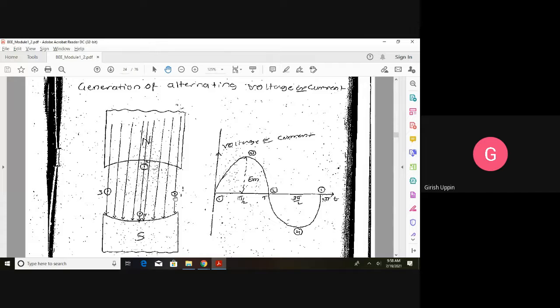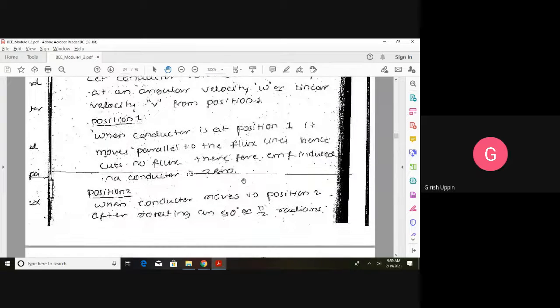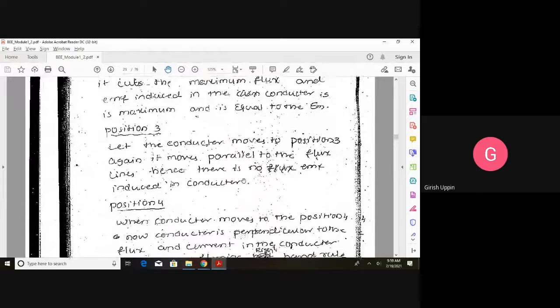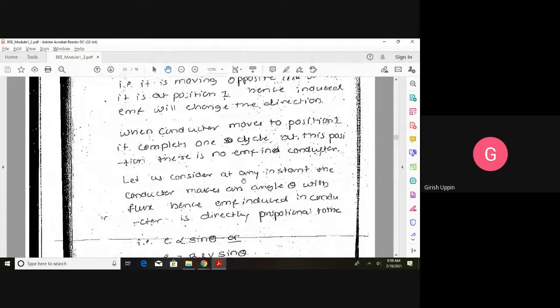And if we connect this conductor, it will work as an EMF source, or you can just imagine it as a battery, a voltage supply having alternating current. If you connect it to any kind of load, for example a resistor, you will find the alternating current. The alternating current will follow the same shape, and depending upon what kind of load we have, we will have a phase angle between this voltage and the resulting current. So that is what is explained here: all the positions, and what happens in each position.